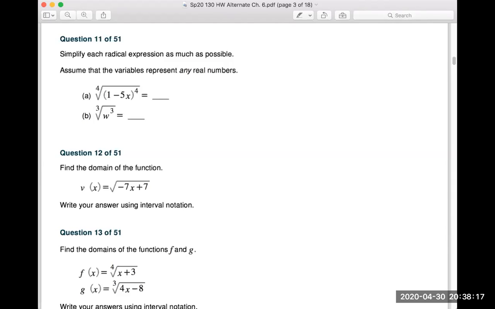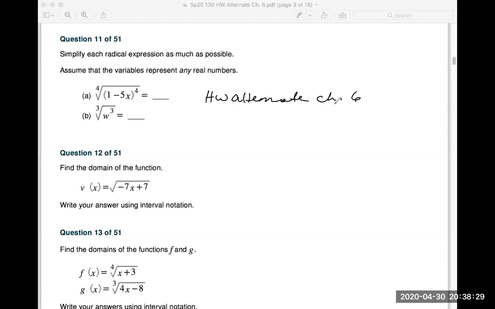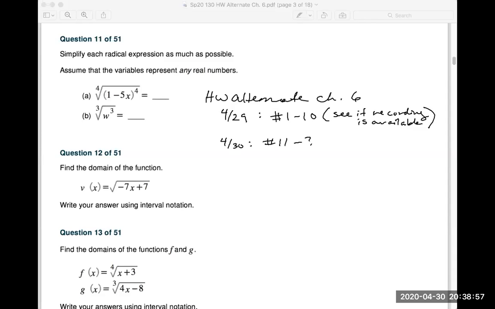I went through numbers 1 through 10 just to keep you guys posted. What I'm going over right now is the homework alternate assignment, chapter 6. And for 29, with the LAC group, I went over numbers 1 through 10. I'm going to see if I can get that recording up for you. And then today, I'll start with number 11 and just see how far I can go.